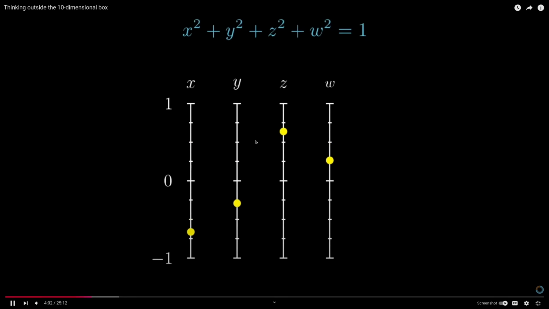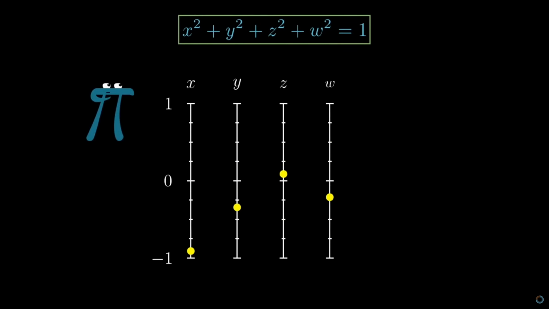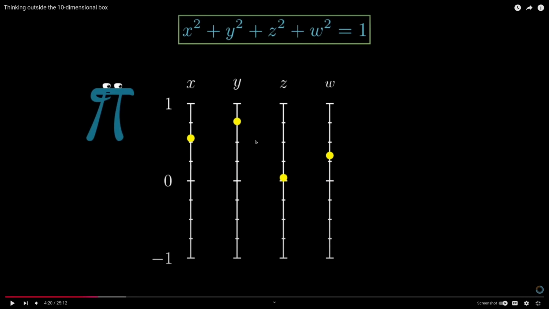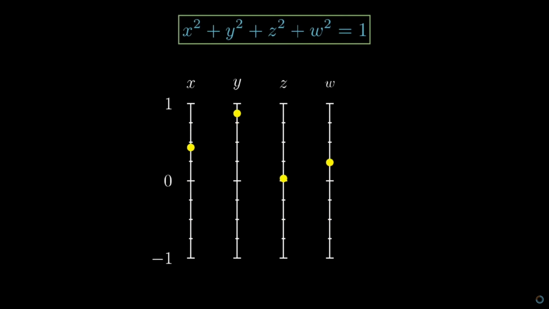Each configuration of these sliders is a point in 4D space, a quadruplet of numbers. And what it means to be on a 4D unit sphere, centered at the origin, is that the sum of the squares of these 4 values is 1. Our goal is to understand which movements of these sliders correspond to movements on the sphere.